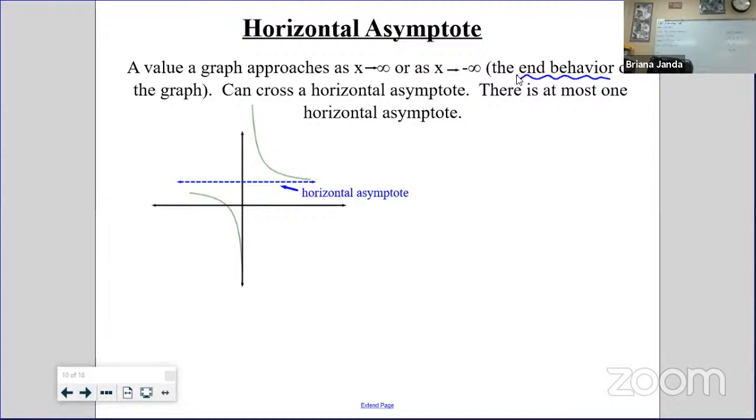What is it going to do on the very far left? What is it going to do on the very far right? Where is it going to end up flatlining? In the middle of your graph, it can actually cross a horizontal asymptote. So again, I understand that they share the same word, and we are used to asymptote being something you can't cross, but you can cross a horizontal. There is at most one, okay? All of the ones we have today will have one. We will see the cases tomorrow.